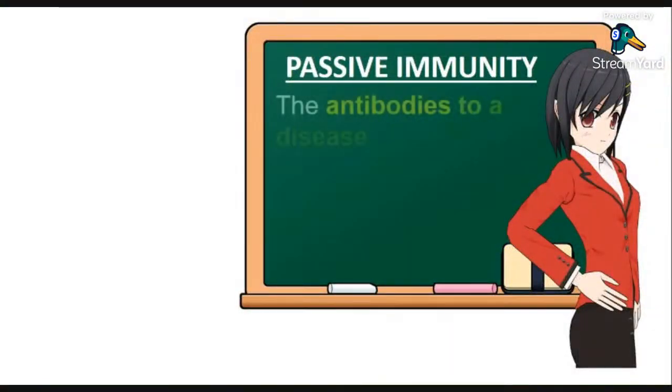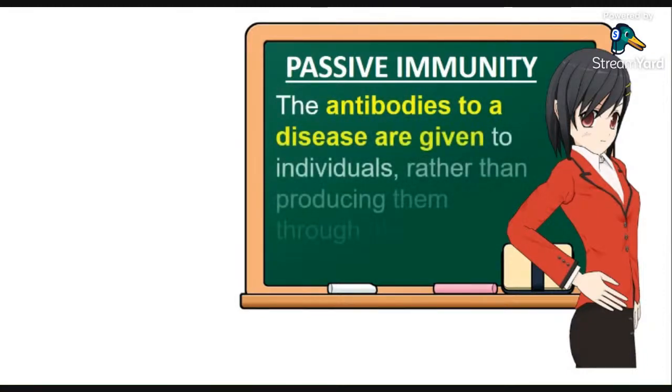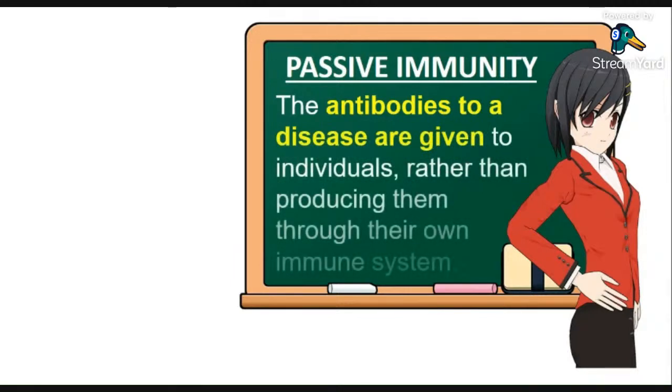With passive immunity, what happens is that the antibodies are of course given to the individual rather than them producing it through their own immune system. So in the passive, you're seeing that it is given to the person, while in the active, it is the person who is actually making the antibody. So in passive, the antibody is made elsewhere and given to the individual. However, in active, it is of course made within the individual. And we're going to continue to reinforce that throughout this video.